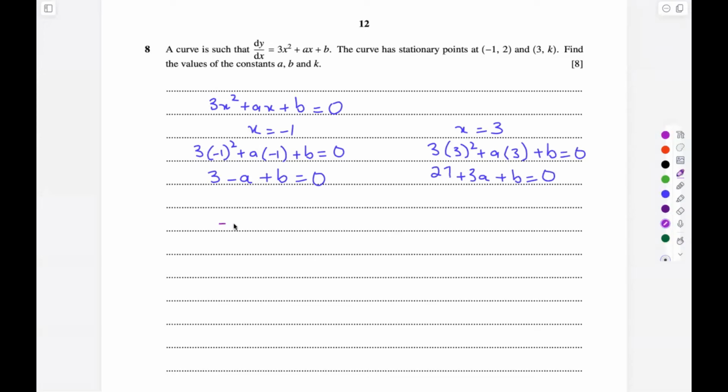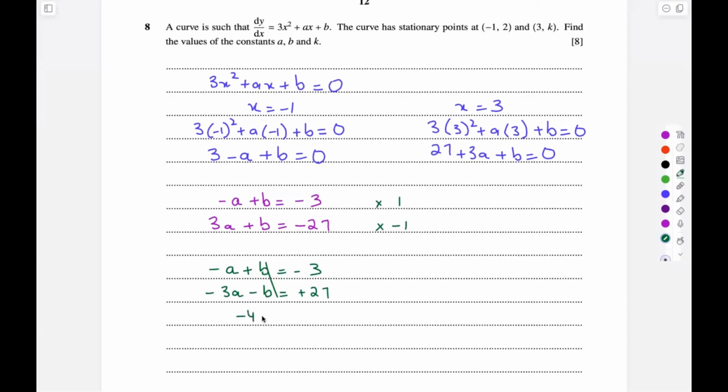So the first equation, we can write it as minus a plus b equals -3, taking 3 on the right hand side. And the second equation will be 3a plus b equals -27. Now to solve these equations simultaneously, we can multiply the second equation by -1 and keep the first equation as it is. The second equation will be -3a minus b equals 27. So b and minus b will cancel out. This will become -4a equals 24. So a will be equal to -6.